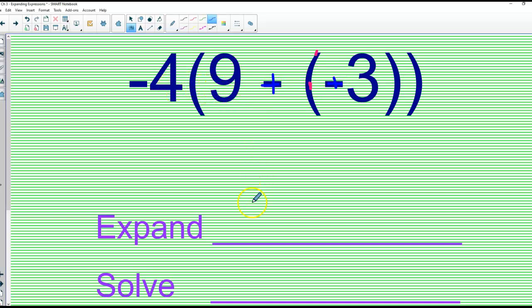Negative 4 times 9 is negative 36. And negative 4 and a positive 3 is negative 12. And then you solve and you get negative 48. So you can change that subtraction sign to addition right away, or you can wait, totally up to you, but some people just like to do it just to be rid of subtraction because they know they're eventually going to have to do it later in the problem anyway.